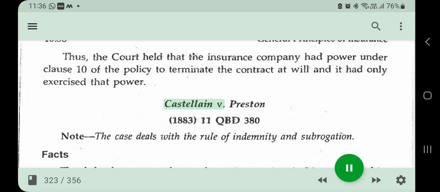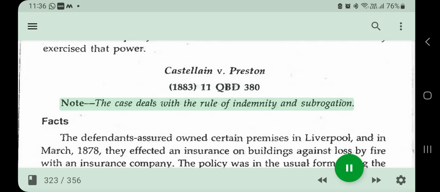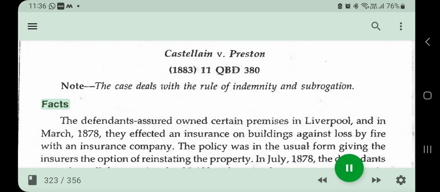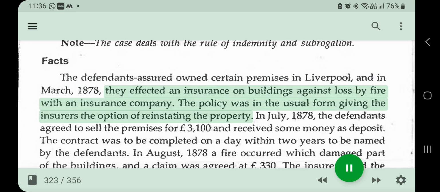Castellain v. Preston, 1883, 11 QBD 380. Note, the case deals with the rule of indemnity and subrogation. Facts. The defendants, assured, owned certain premises in Liverpool, and in March 1878, they effected an insurance on buildings against loss by fire with an insurance company. The policy was in the usual form, giving the insurers the option of reinstating the property.